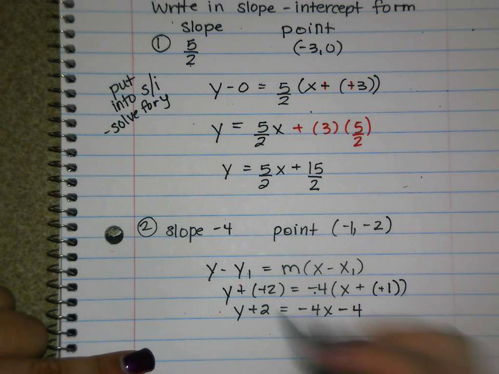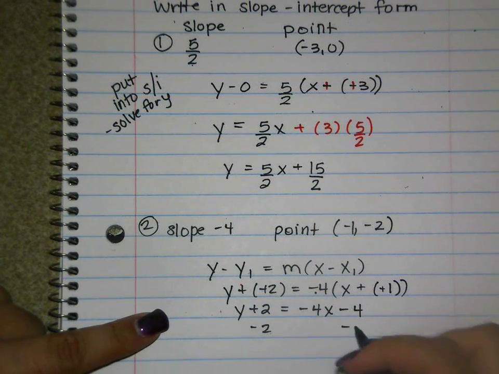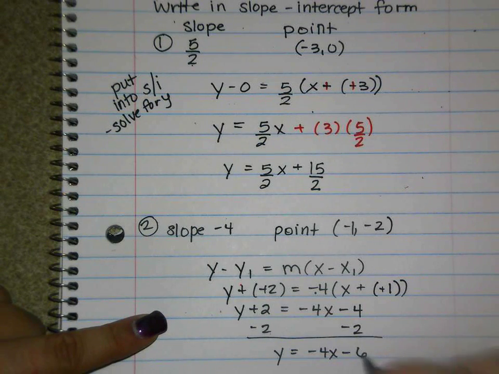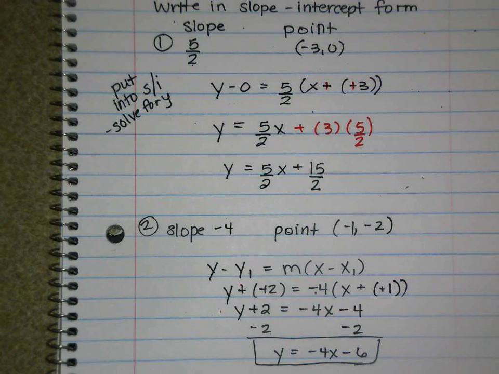Okay, this is all just solving equations, which you should already know. Now to isolate the y, we're going to subtract 2 from both sides. And we're going to get y is equal to -4x minus 6. This is going to be in slope-intercept form.